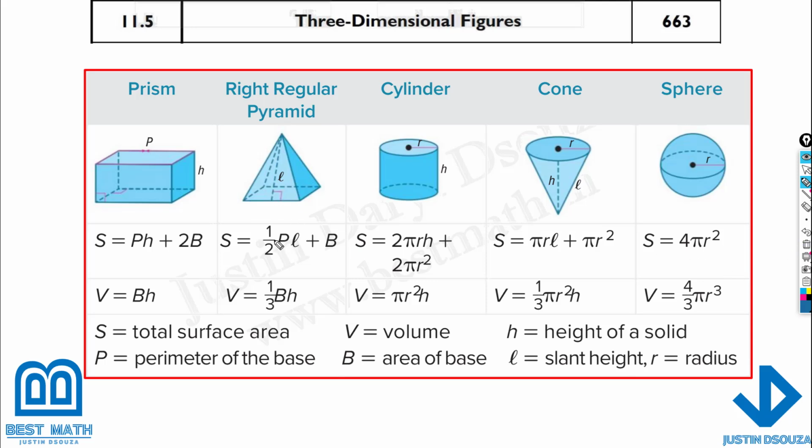What about P? P is the same thing. It will be the perimeter of the base. Here it is a rectangular or square base, depending on the shape. You have to find the perimeter. B will be the area of the base. About volume, just divide by 3 here. So it's 1/3 of base into height. Prism and pyramid are similar to each other.